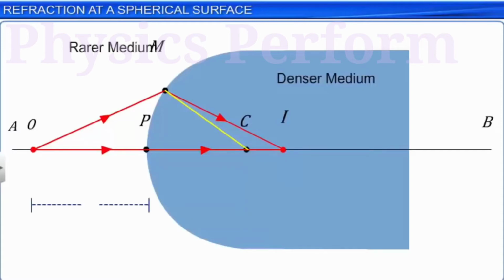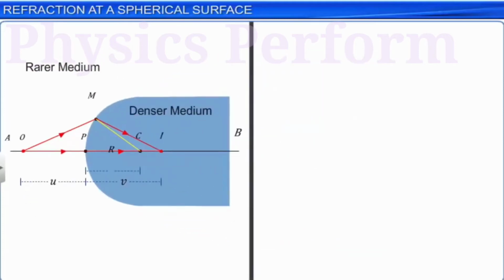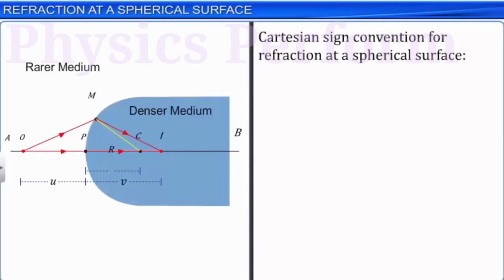Before we derive a relationship between the object distance and image distance, you need to know about the Cartesian sign convention we follow in case of refraction at a spherical surface. This is similar to the one you learned in the case of mirrors. The conventions are: 1. All measurements are made from the point of intersection of the spherical surface and the principal axis.